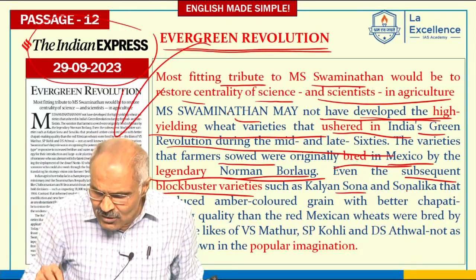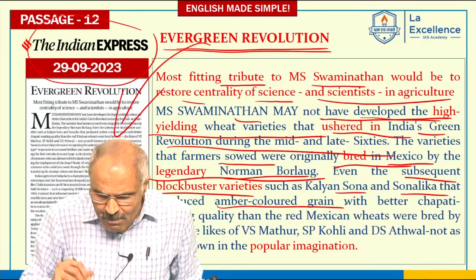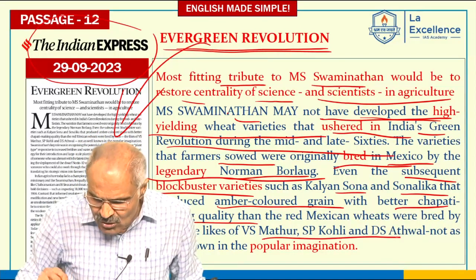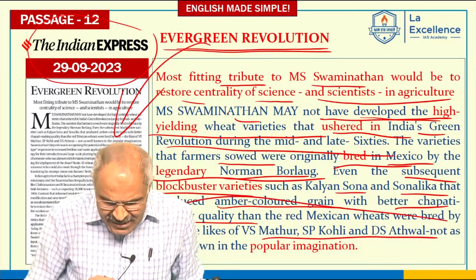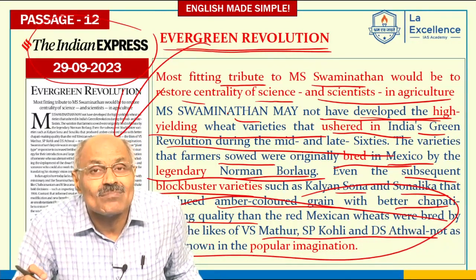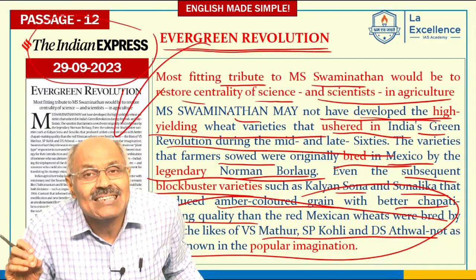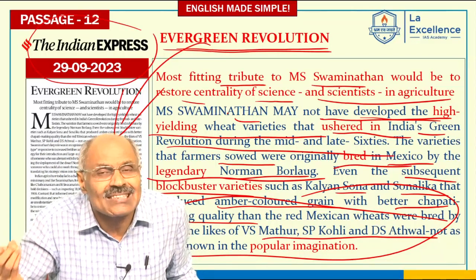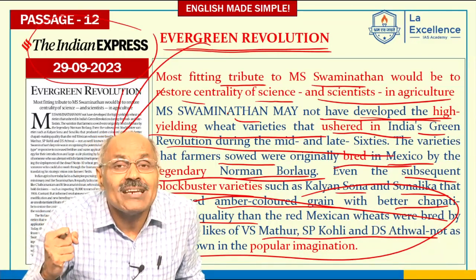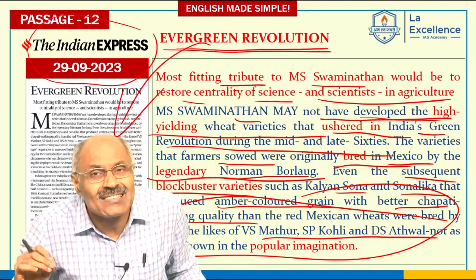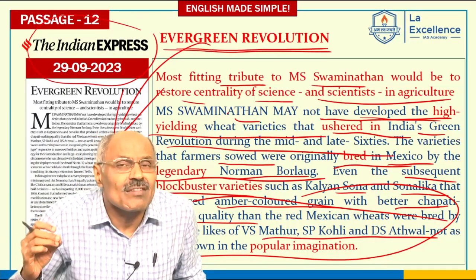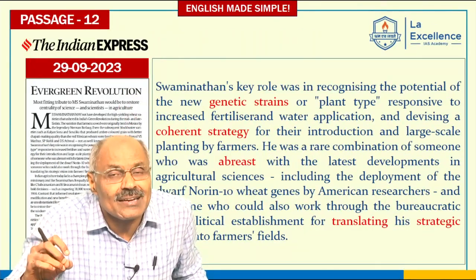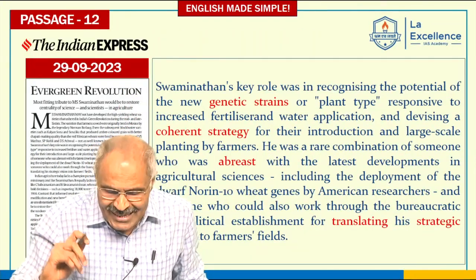So, such as Kalyan Sona, Sonalika, that produced amber colored grain with better chapati making quality. These were bred by Madhur Kohli Athwal, not as well known in the public imagination. These were developed by some other scientists who are not in the public imagination. Many people do not know about these scientists. Though M.S. Swaminathan has not done these things, he is not associated with the development of these varieties, but still his contributions are remarkable from a different perspective.